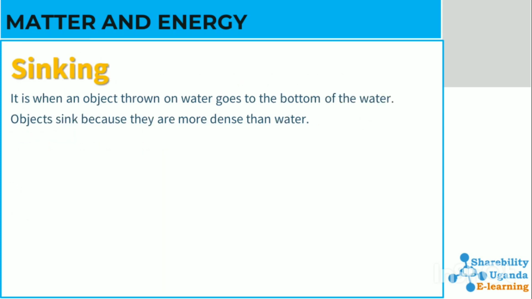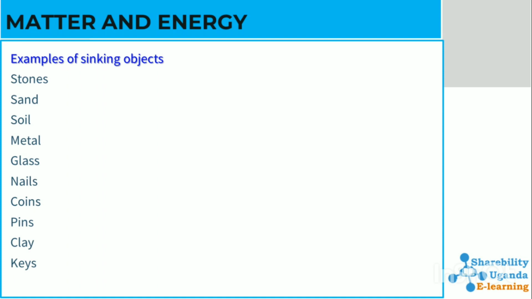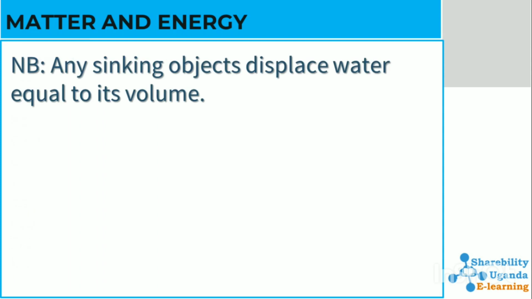And then sinking. Sinking is when an object, when thrown in a liquid or water, goes to the bottom of the water or to the bottom of the container in which that liquid is contained. Objects sink because they are more dense than water or they are heavier than the liquid in which they are sinking. Examples of objects that sink include stones, sand, soil, metal, glass, nails, coins, pins, clay, etc.